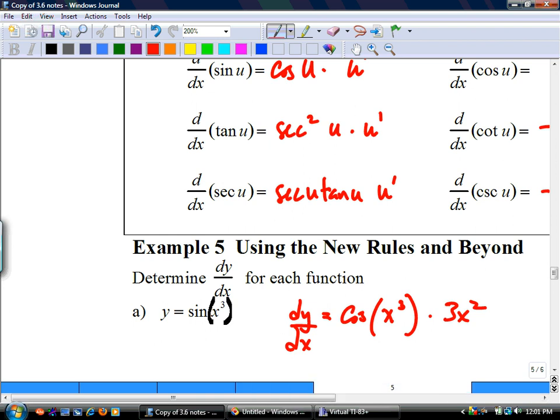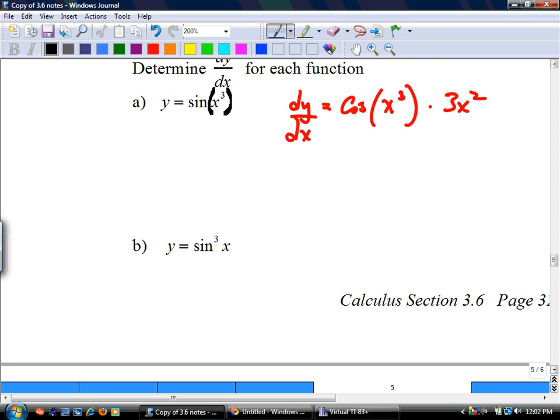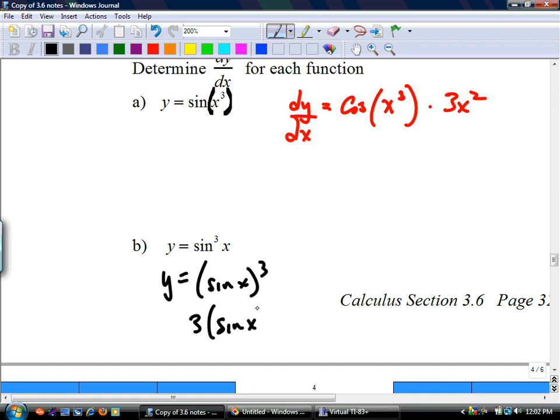Now we'll just pick through these, unless you're excited and want to do all of them. Oh, this one's exciting already. Sine of cos of x. This one's cool. We're already at C. Sine of cos of x? Well, where's B? Oh, there it is. B: bracket sine x bracket cubed. So it would be 3 bracket sine x bracket squared times cos x. That's boring.